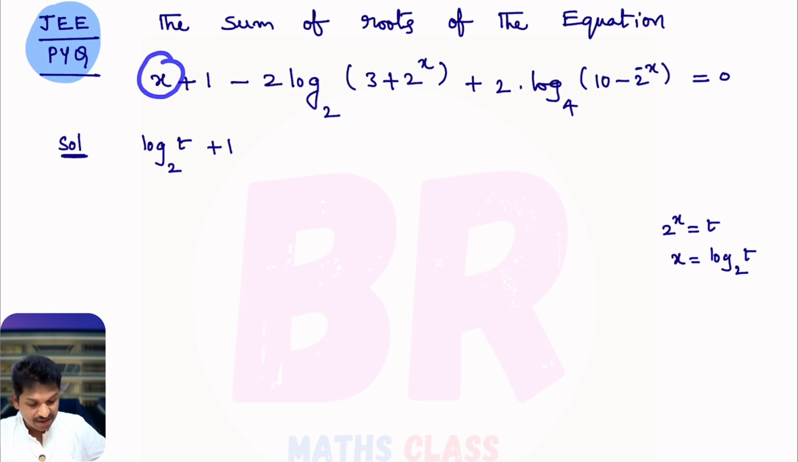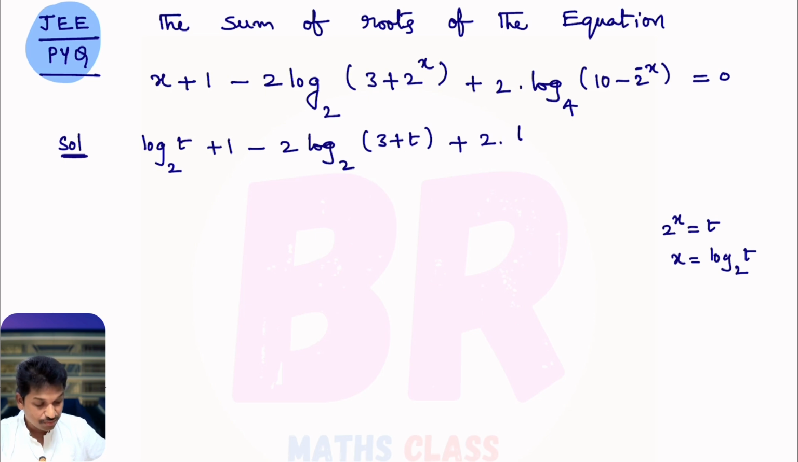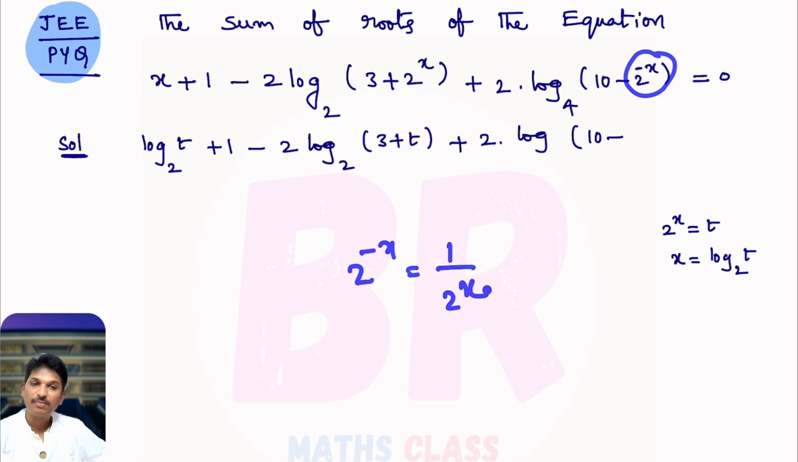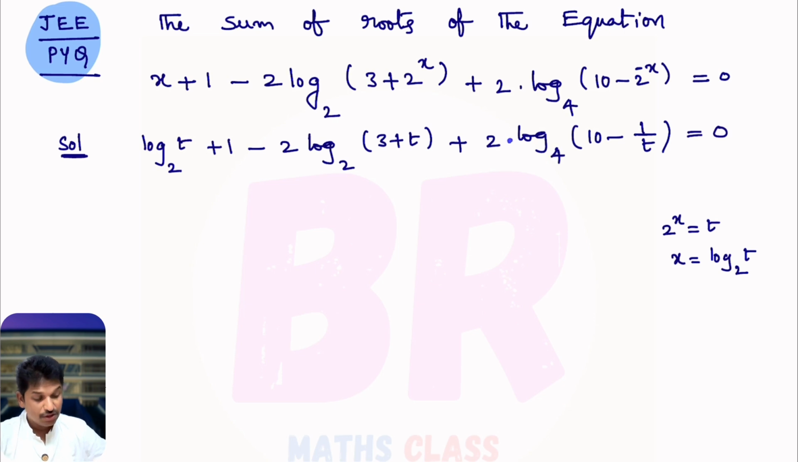In place of x, I write log t base 2, plus 1 minus 2 into logarithm of 3 plus t base 2, plus 2 into logarithm of 10 minus, here 2 power minus x is there. No? 2 power minus x is what? 1 divided by 2 power x. So 2 power x is t, so 2 power minus x is 1 by t, equal to 0. 2 into logarithm of 10 minus 1 by t base 4 equal to 0.